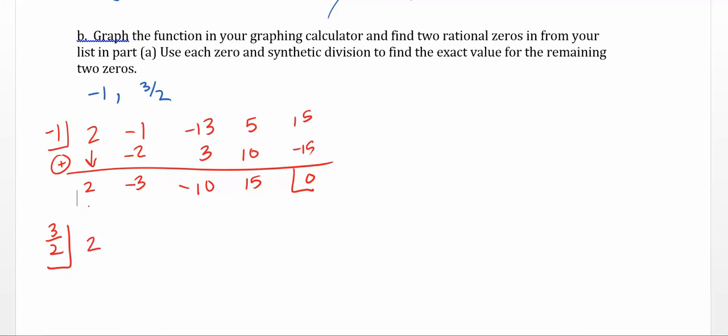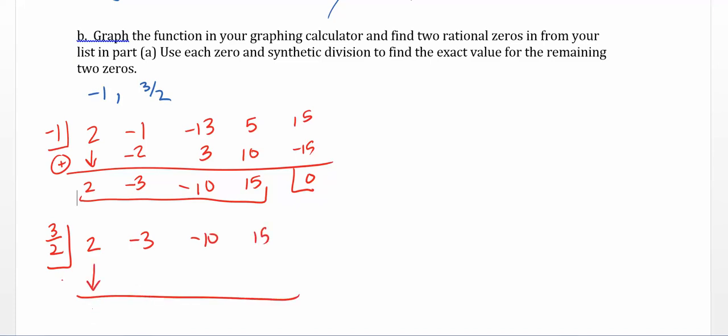Then you would use 3/2 because that's another zero. So I would use 3/2 on the resulting part of the leftover factor from my polynomial. So 2, -3, -10, and 15. Again, sort of set up the synthetic division like we always do. So 2, so this is going to give me a 3 here. Adding together would give me 0. 0 times anything is 0. This would be -10. And this would give me a -15 when I collect and get a 0 there.